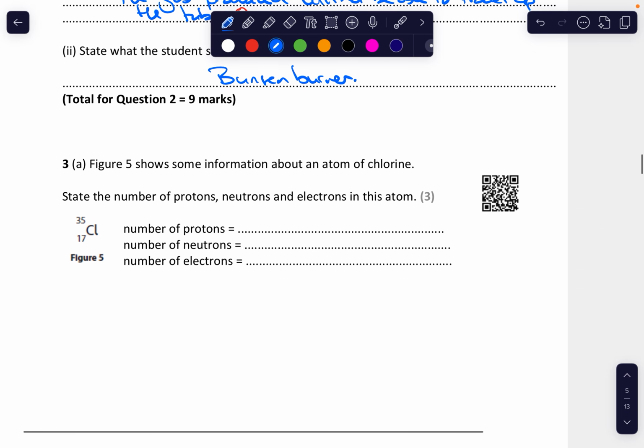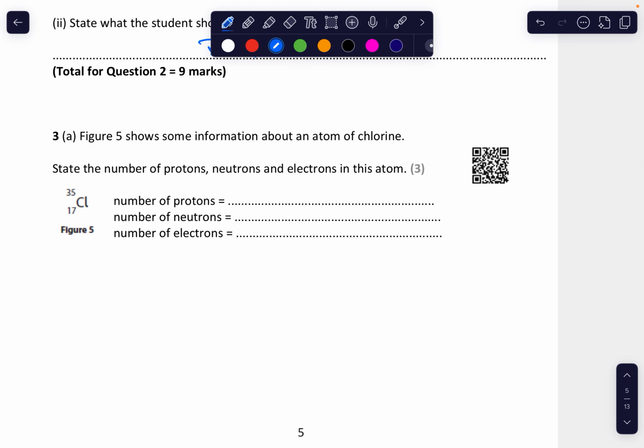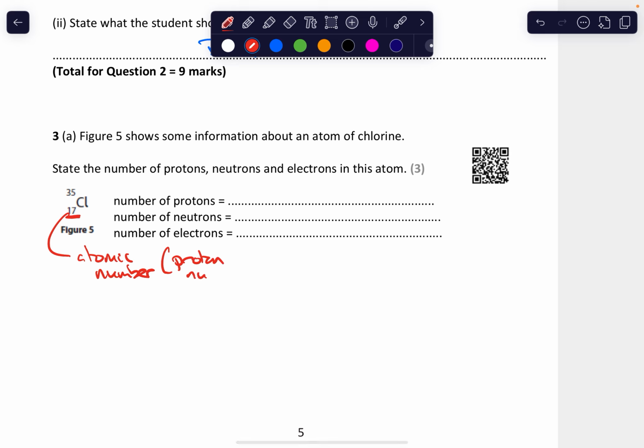Okay, this question starts off with understanding subatomic particles, and it wants us to tell them the number of protons, neutrons, and electrons. So remember, the bottom number here is the atomic number, or proton number. If we know that fact, then we can immediately know that this is going to have 17 protons. And because it's got 17 protons and it is an atom, atoms have to be neutral. So if it's got 17 positive protons, it must have 17 negative electrons.